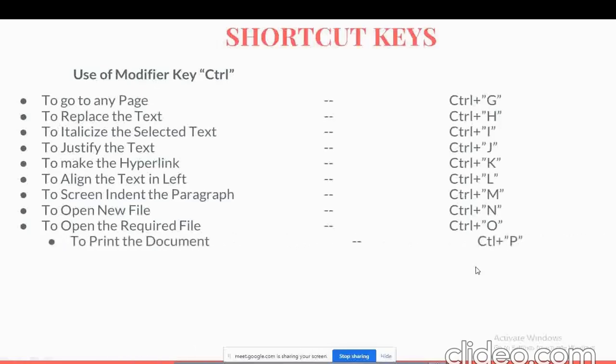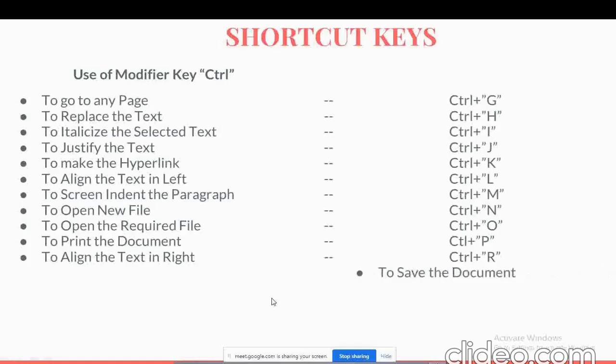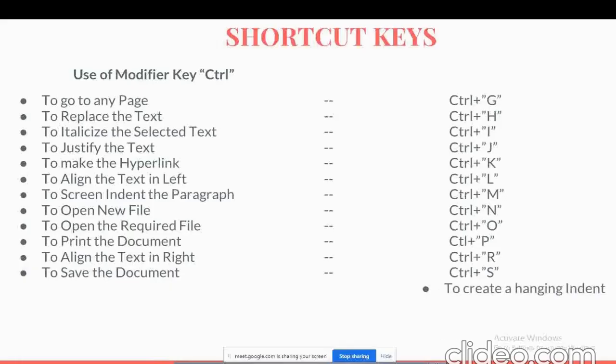To print the document, Control P, first alphabet. To align the text right, Control R, R for right. To save the document, Control S, first alphabet is S. To create a hanging indent, Control T. We have to take T as the I has been used for italicize.